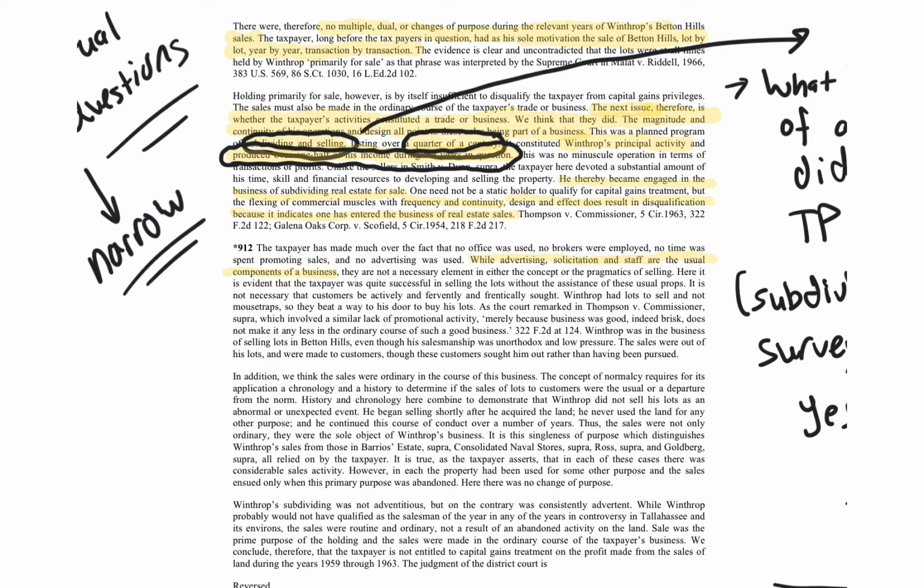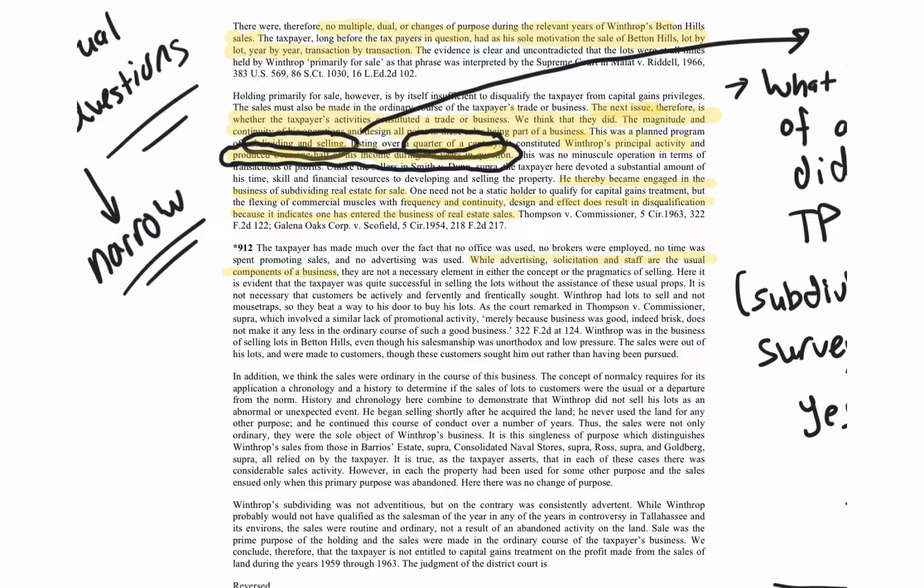They are not a necessary element in either the concept of or the pragmatics of selling. So again, it's saying that this is a factor. It's not a requirement. It's not necessary, it's a factor. It can lead to it, but it's not required. Here it is evident that the taxpayer was quite successful in selling the lots without the assistance of these usual props. It is not necessary the customer be actively or fervently and frantically sought. Winthrop had lots to sell and not mousetraps. Again, they're trying to be very eloquent here and very interesting in how they're writing. So they beat a path to his door to buy his lots.